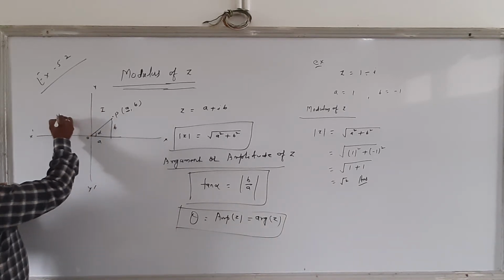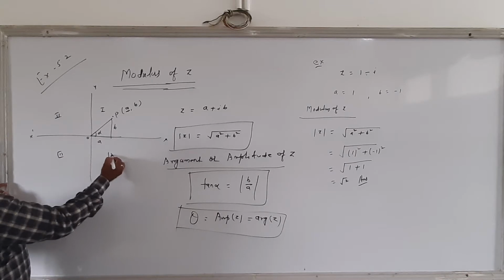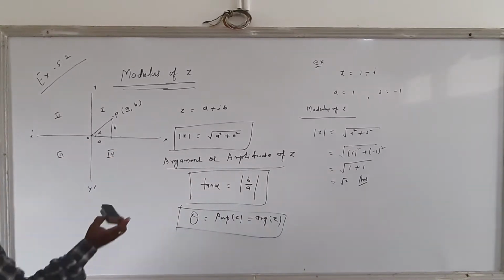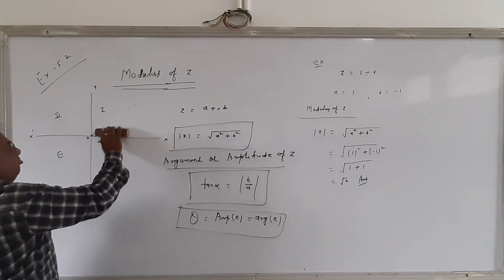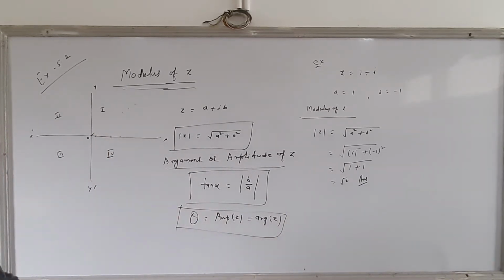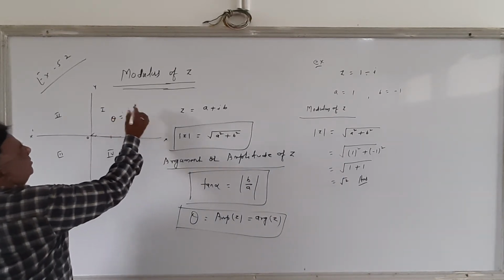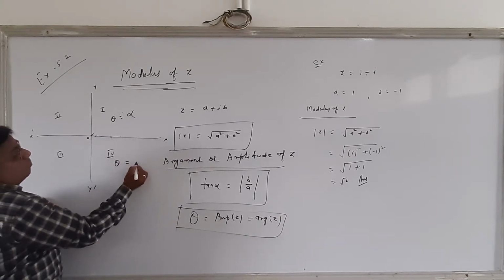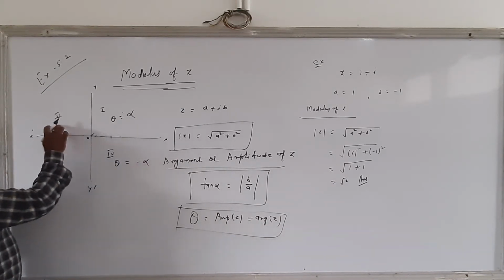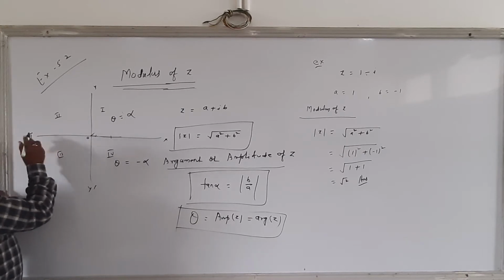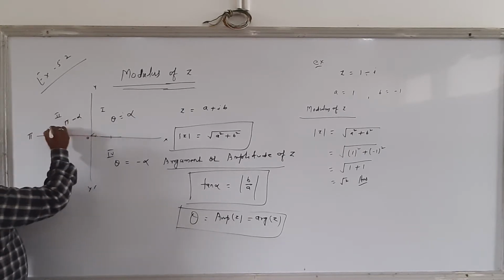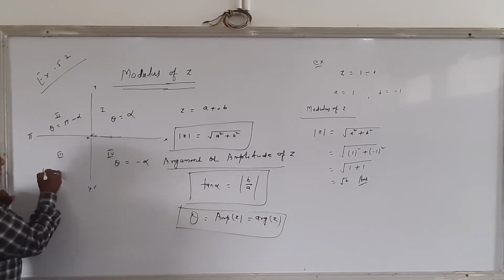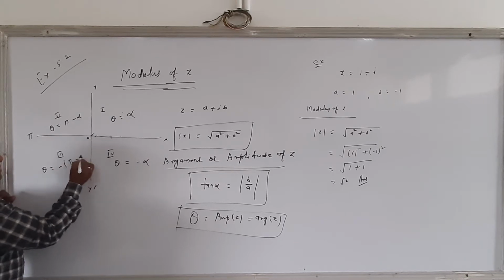This is the first quadrant, this is the second quadrant, this is the third quadrant, and this is the fourth quadrant. When theta lies in the first quadrant, then theta equals alpha. So alpha value is the same as theta. But when theta lies in the fourth quadrant, then theta equals minus alpha. Next is the second quadrant, where theta equals pi minus alpha. Third quadrant, then theta equals negative pi plus alpha.